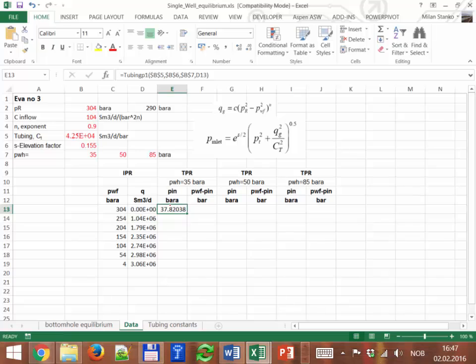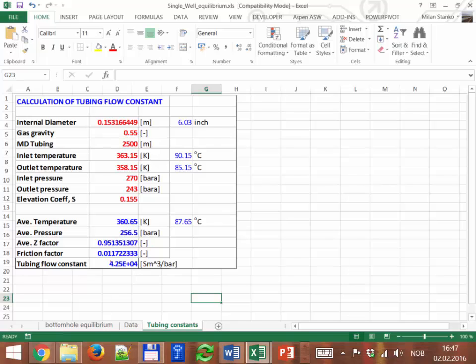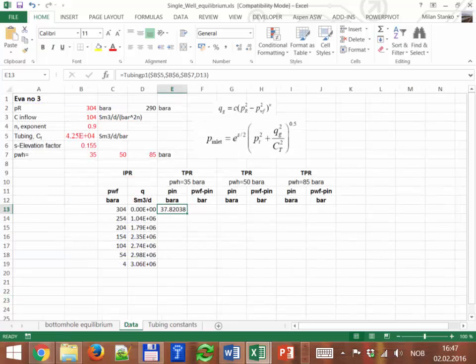So if you see, if the pressure at the top is 35 bar and there is no flow, the pressure at the bottom is 37. So the long height, let's see what is the length of the well. It's where is it? It's not here. Oh, it's in the elevation coefficient. I think it was maybe 2,000 meters in that case. 2,500. Okay.